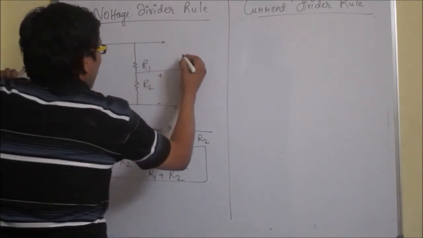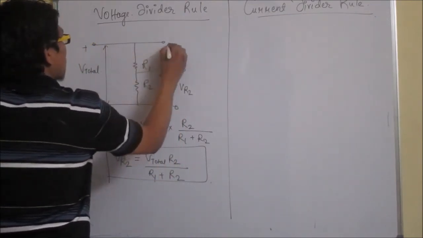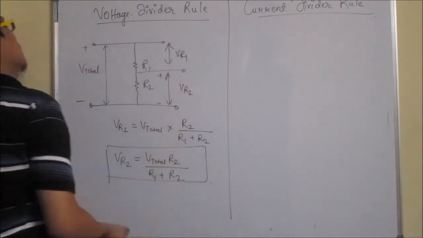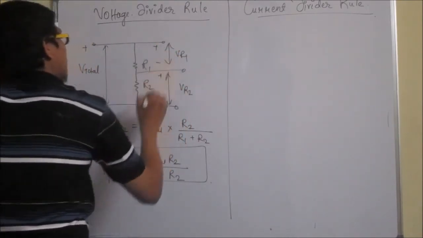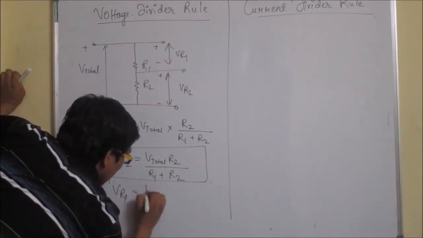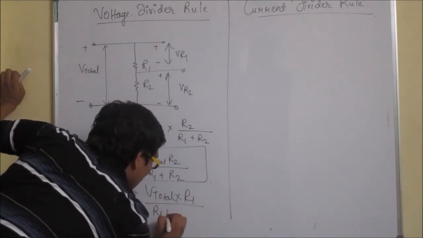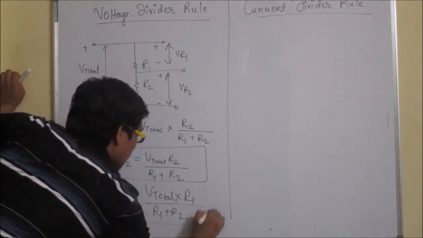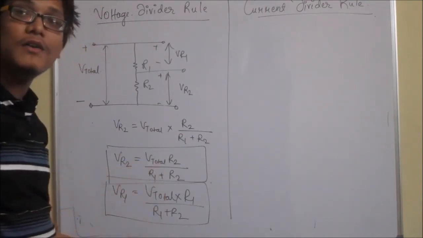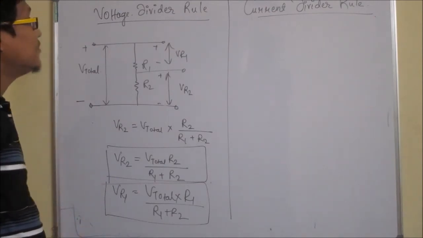If you want to find the voltage across R1, suppose VR1, then VR1 is equal to V total into R1 divided by R1 plus R2. This is the value of the voltage seen across R1. This is basically my voltage divider rule.